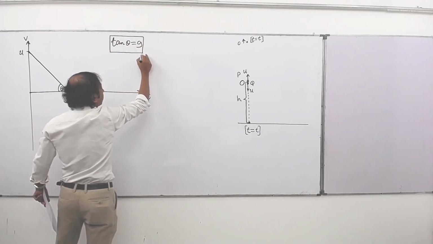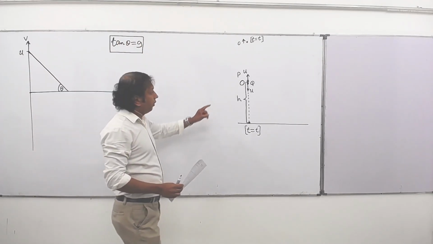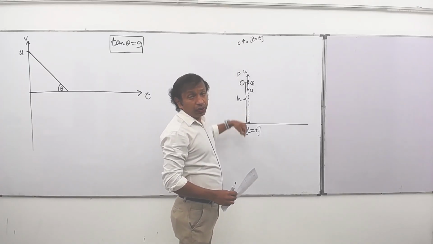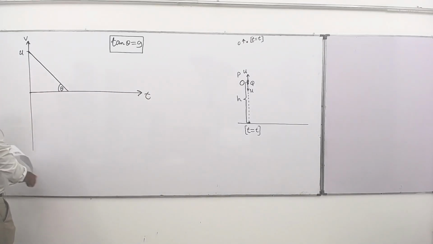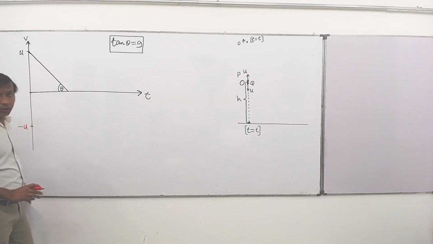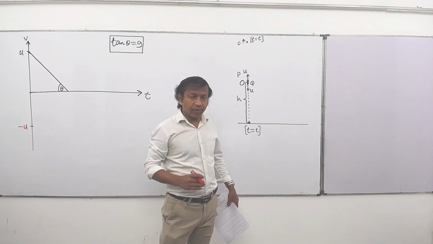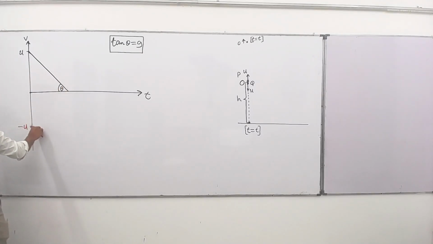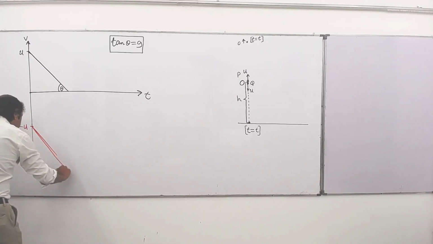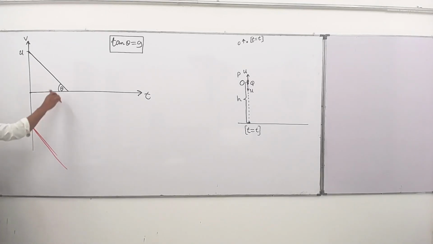At the same moment, particle Q is projected downwards. If we take the upwards velocity as positive, downward velocity should be negative. So it starts this way at minus u. Then once particle Q moves downward, it accelerates, subject to the same g. The VT graph of Q should be parallel to that of P, because both move under gravity.